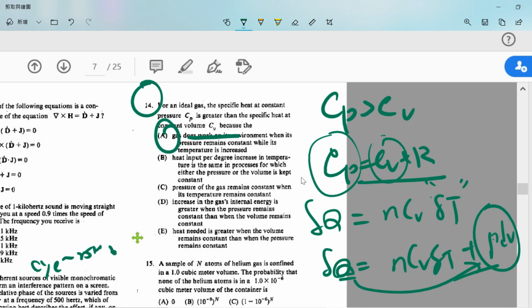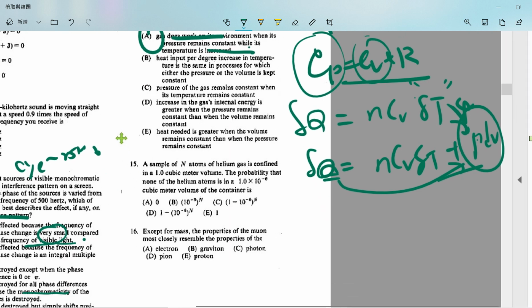Because it does work, right? The gas does work when pressure remains constant. So 14 is correct.